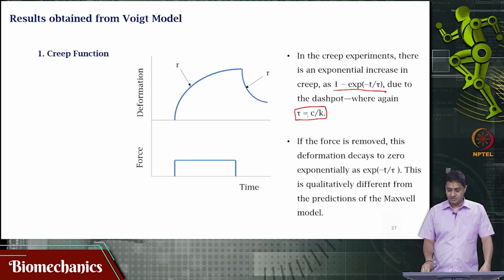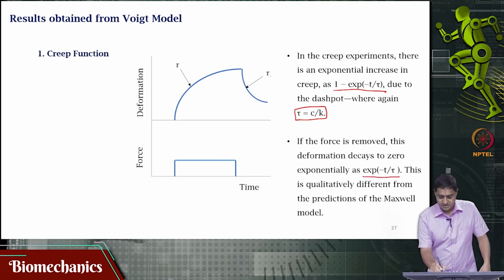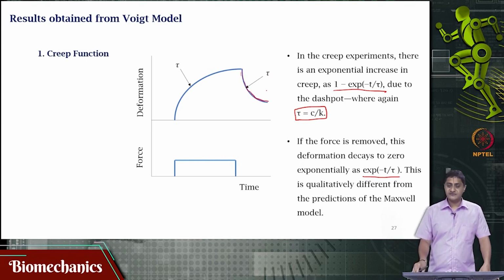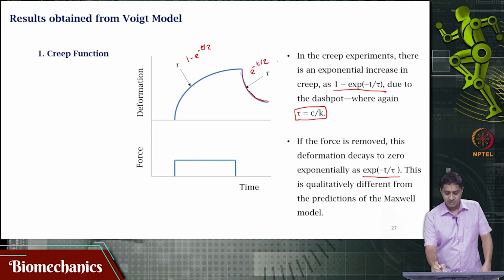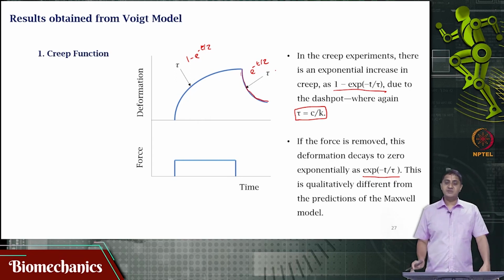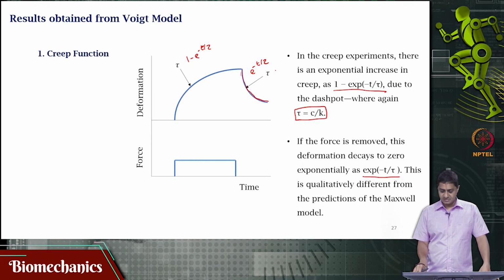This initial force is removed, then this force decays as in e power minus t by tau. This is also decaying, but this is a decreasing function, because this is 1 minus e power minus t by tau. By the way, by now we must be in a position to identify which is e power minus t by tau and which is 1 minus e power minus t by tau by just looking, right. Because this is exponentially decaying.